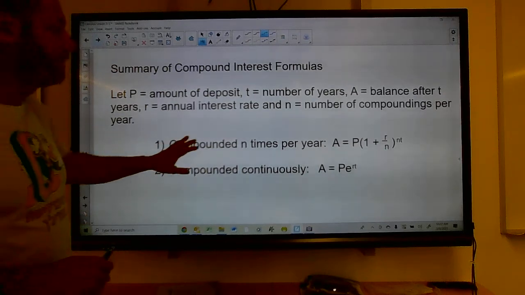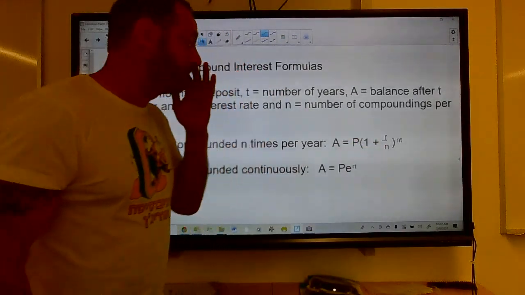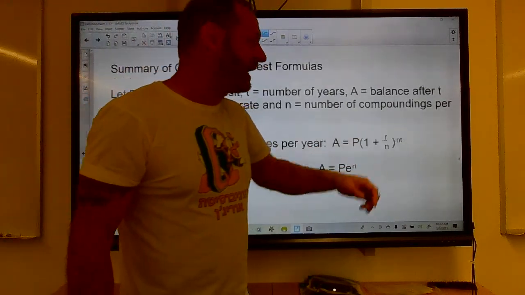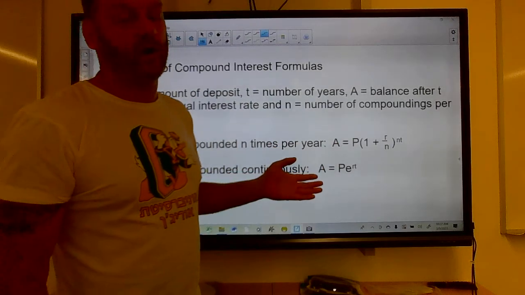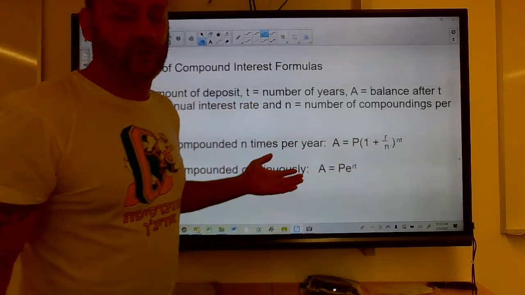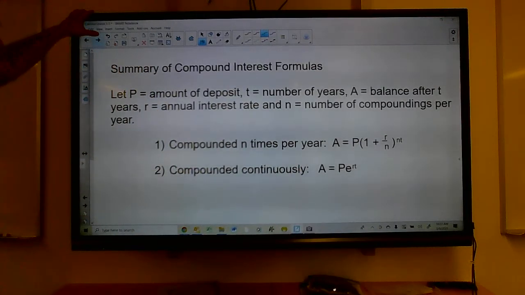Okay, so here's my two compound interest formulas. Compounded continuously, compounded any other time. So, if this was compounded daily, N would be 365. If it was compounded monthly, it would be 12. If it was compounded weekly, N would be 52. Compounded quarterly, N would be 4, and so on.